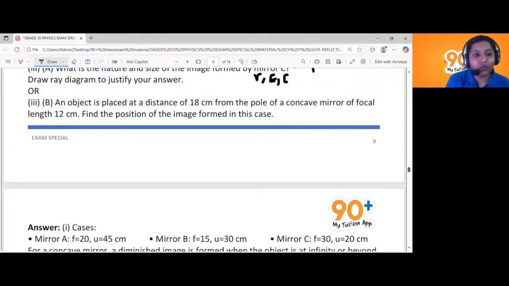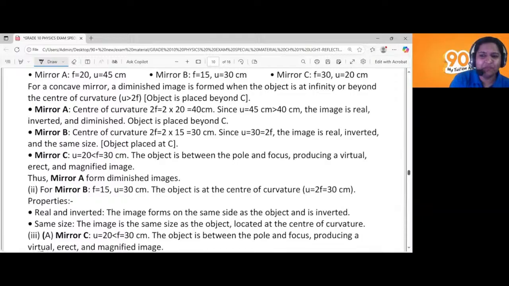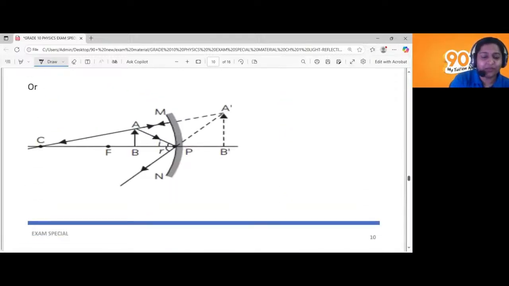So if you get a question like this, you can choose either 3A or 3B. An object is placed at a distance of 18 centimeter from the pole of a concave mirror of focal length 12. Find the position. You have to find the value of V, but the focal length F and the distance of the object from the mirror, U, are both given. Find V. Simple question.